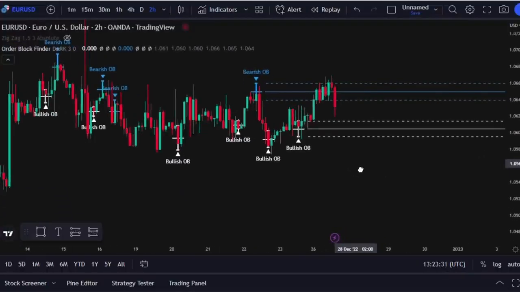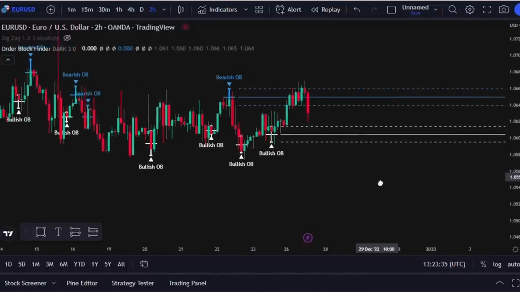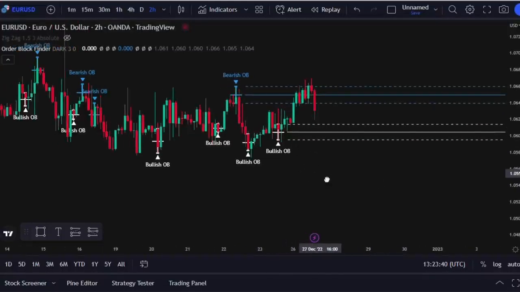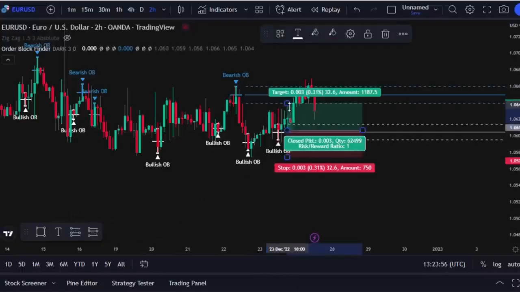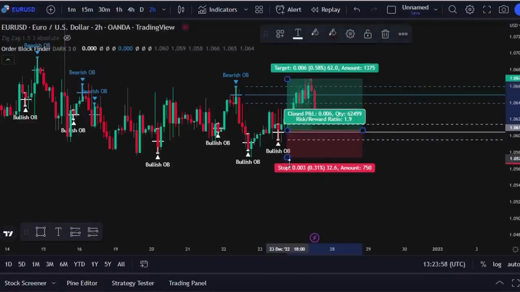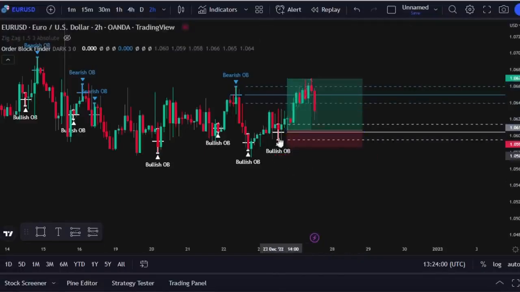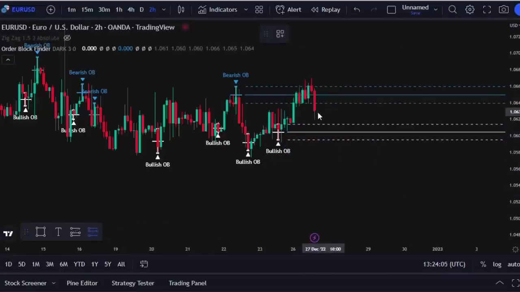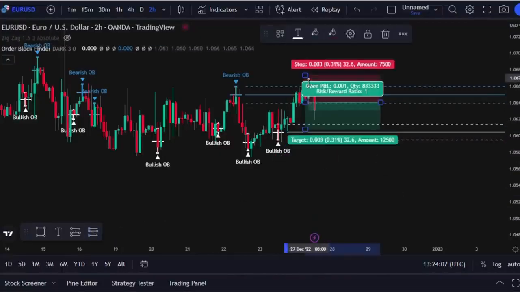Now as you can see, we have these bearish and bullish order block zones on our chart, which we can consider as supply and demand zones. We expect price to change direction when it hits these particular zones. For example here, we can place a long position like this, at this bullish order block zone. Or we can place a short position in this bearish order block zone.